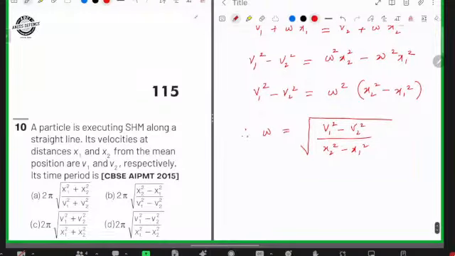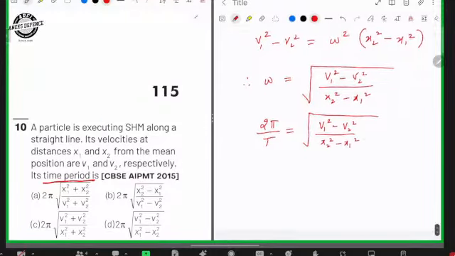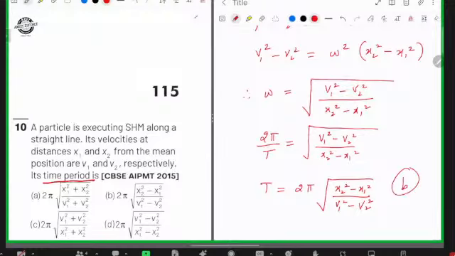Now we have to find the time period, no? So to find time period, let us put omega as 2 pi by capital T. That is equal to under root (v1 square minus v2 square) upon (x2 square minus x1 square). Now taking T on the right hand side and everything on the left hand side, T equals 2 pi under root (x2 square minus x1 square) upon (v1 square minus v2 square). Which option gives you this answer? I think option number B, correct.